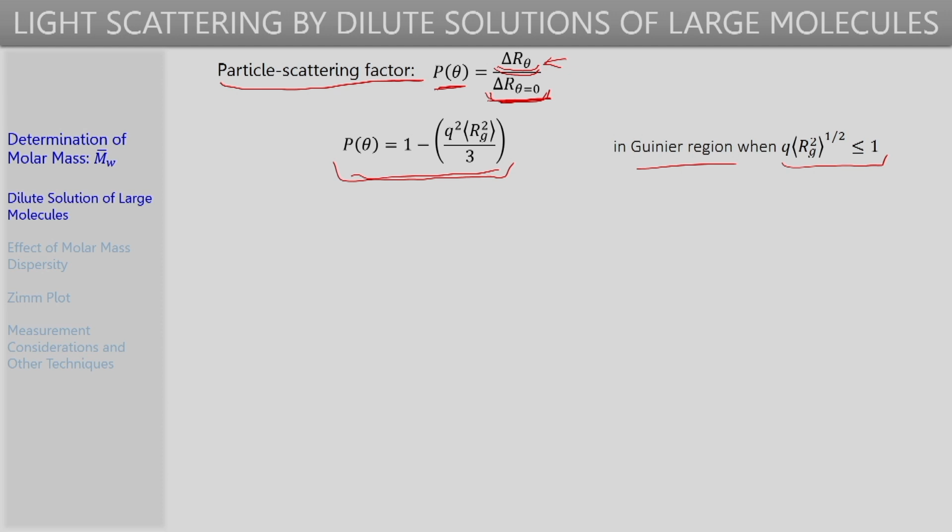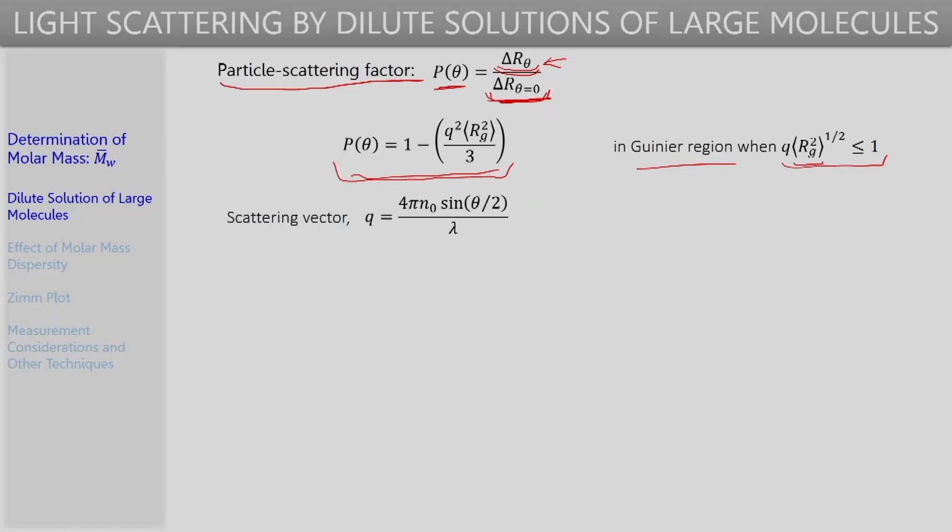Here we discussed that q is what is called the scattering vector, and it is defined as 4 pi n naught sin theta by 2, divided by lambda, and as is obvious the unit of the scattering vector is inverse of length. The Rg that we have is the radius of gyration of the molecule. A given polymer molecule can adopt different conformations at different points of time, so the angular brackets here represent averaging over the different conformations of our solute polymer molecules.